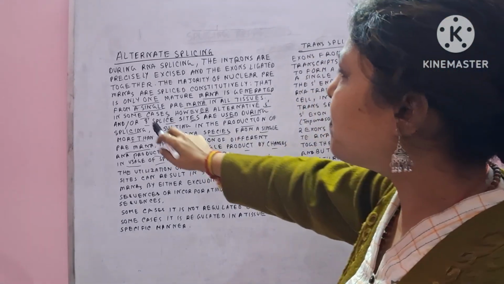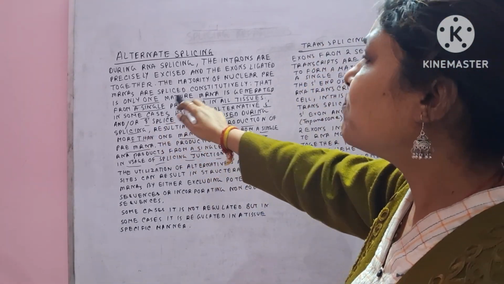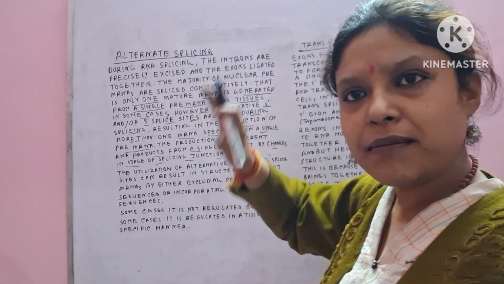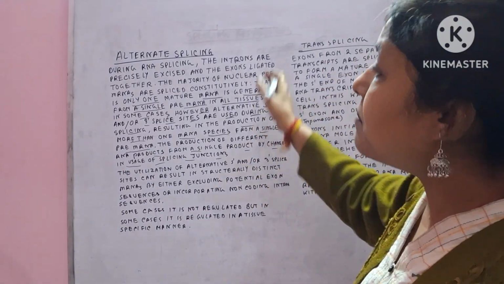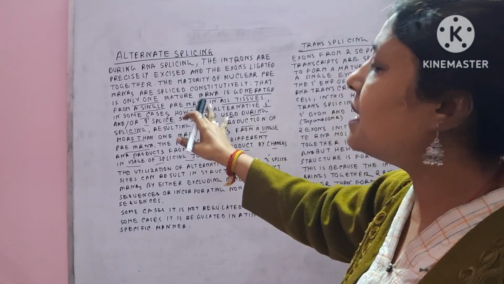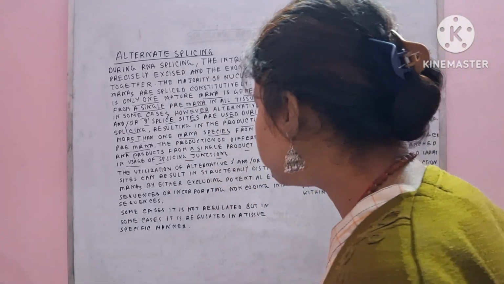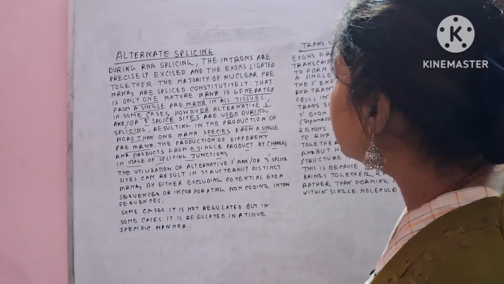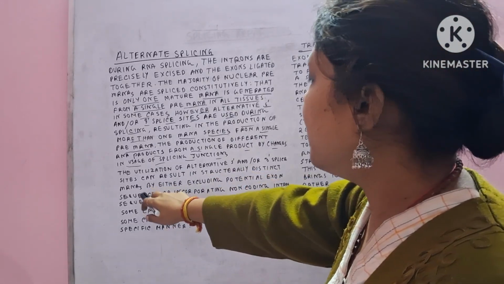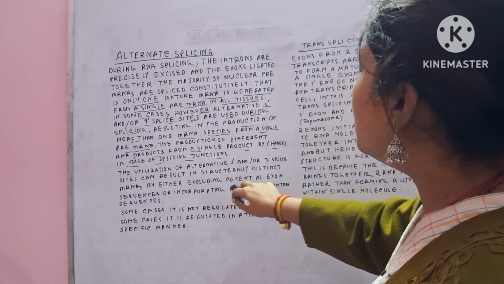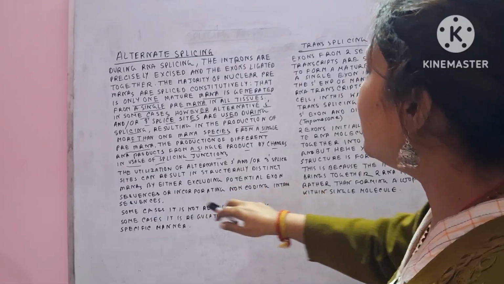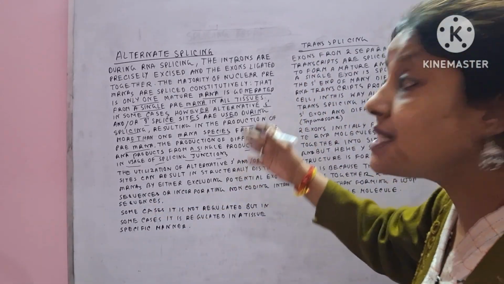And here the 5' or 3' splice sites are used for the splicing process. Either 5' and 3' both are used, or the 5' or 3' is used in a separate way. That's why more than one mRNA is formed. Clear? The utilization of the alternate splice sites can result in structurally distinct mRNAs by either excluding potential exon sequences or incorporating non-coding intron sequences. Okay, so this is happening here.